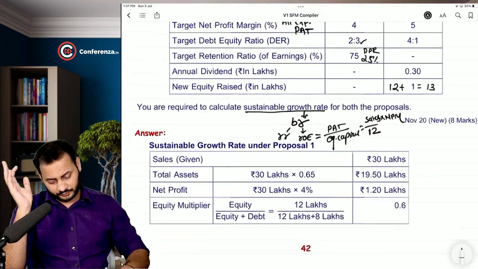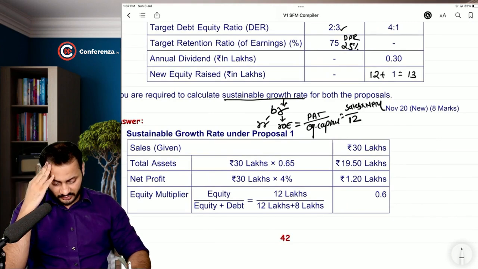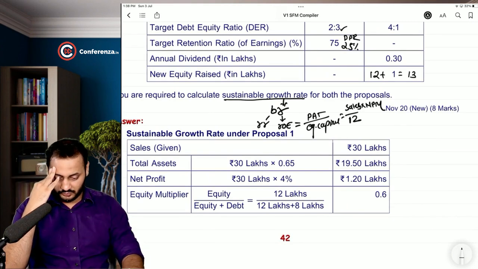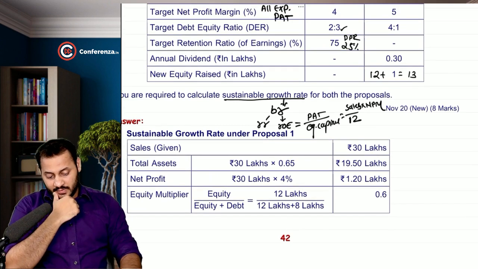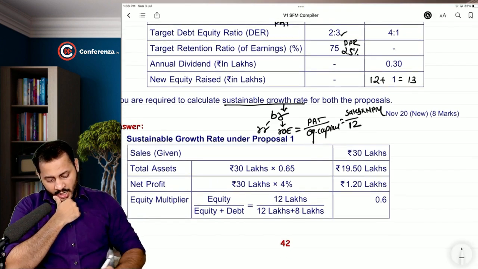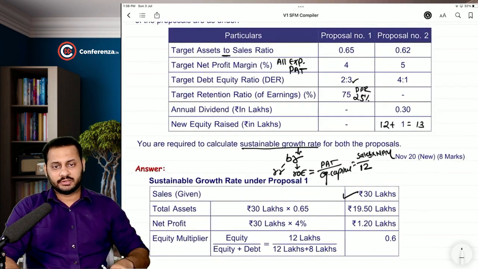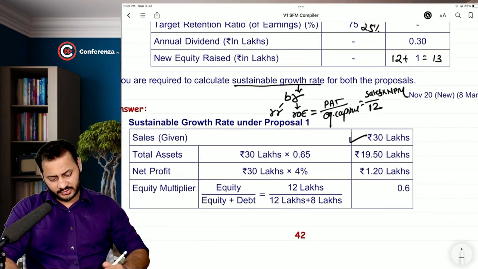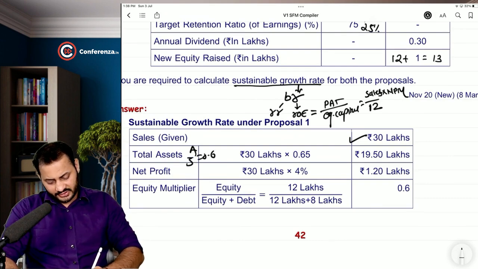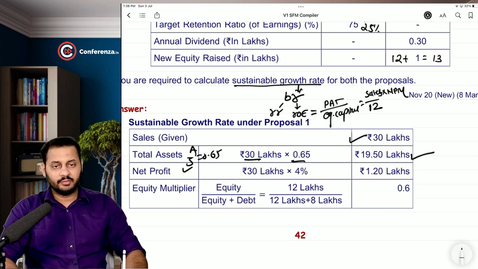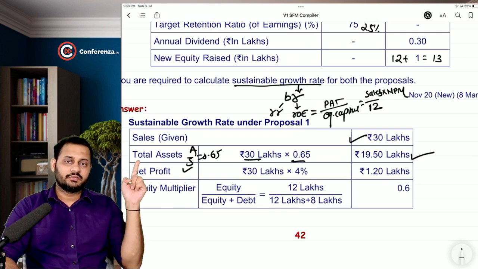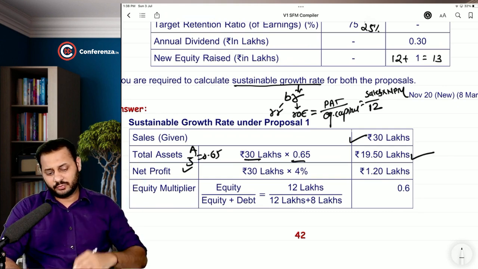Now, see what they have done. Sales is 30. Okay, given. Then they calculated total assets, and total assets to sales. Total assets to sales was 0.65, and we have been given the sales. So assets is equal to 30 into 0.65, 19.5 lakhs. So total assets were 19.5 lakhs, and the very first issue started from this point, because I will show you here.